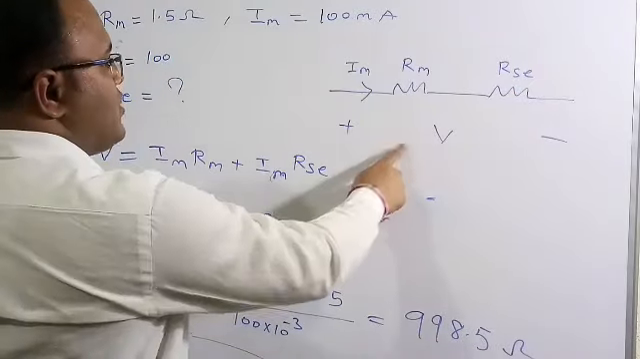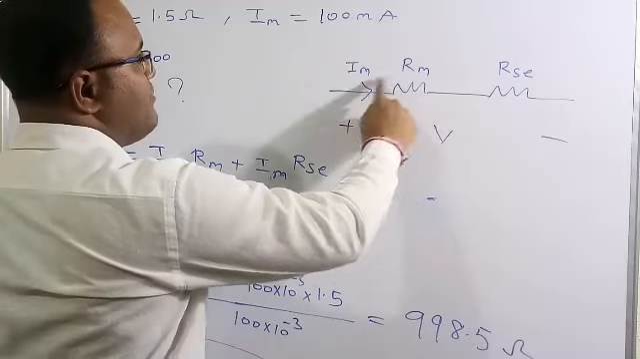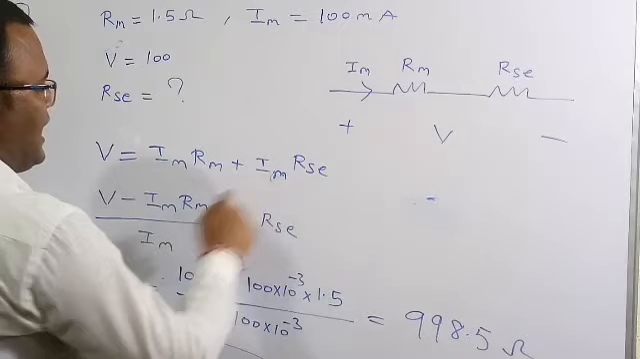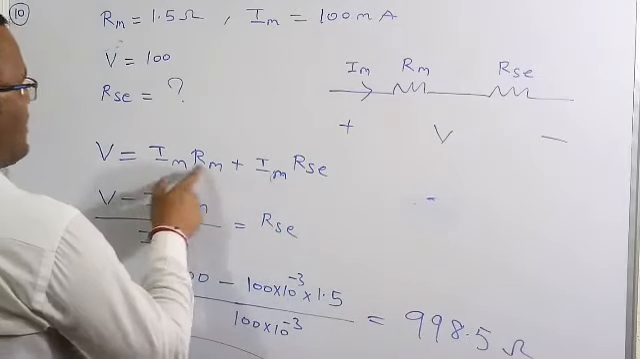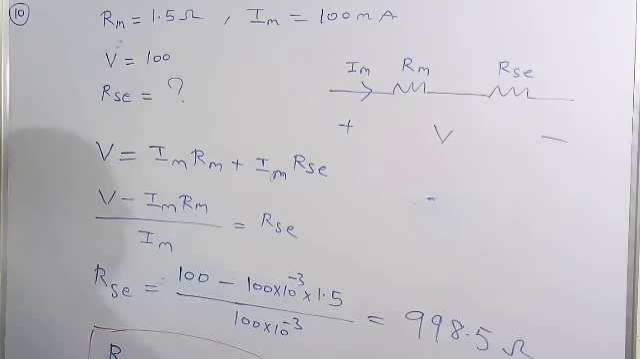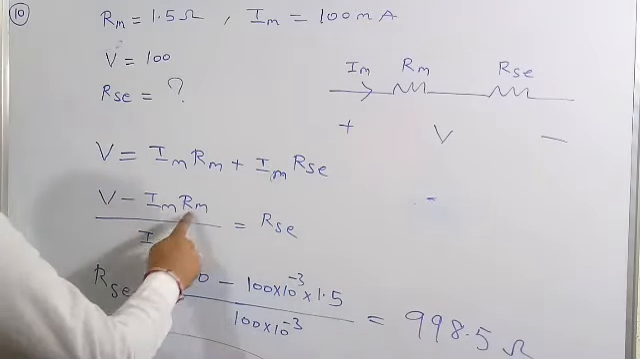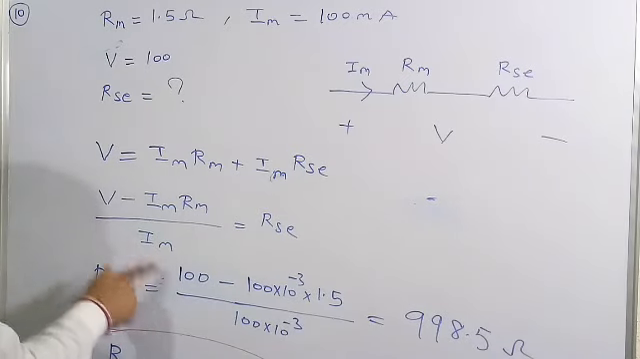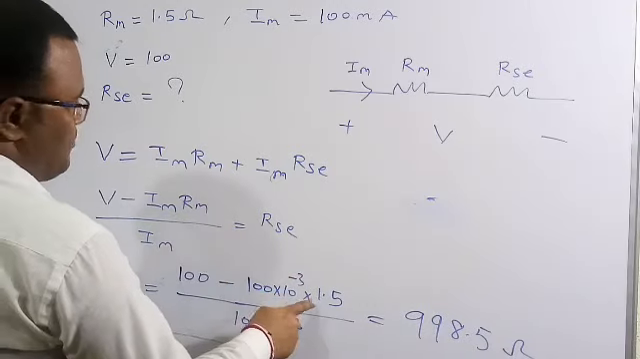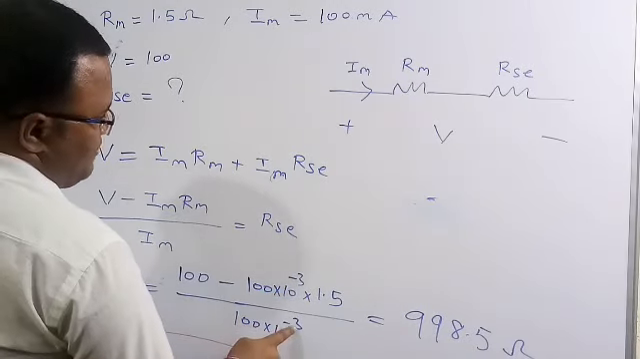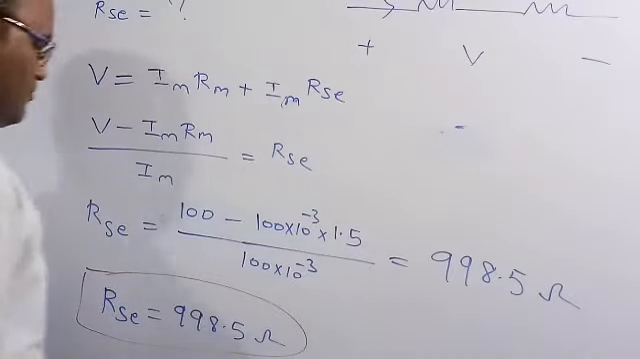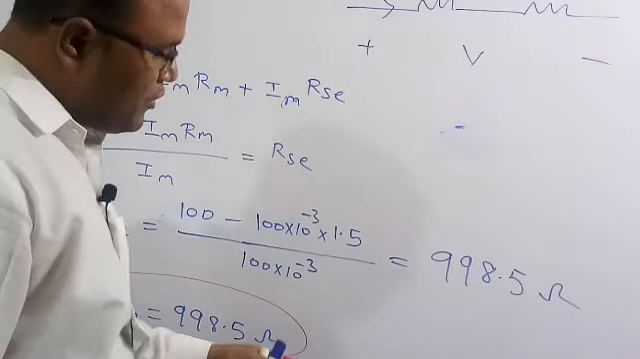By basic Ohm's law, total voltage is equal to IM into RM plus IM into RSE. So V is equal to IM into RM plus IM into RSE. But we need RSE, right? So I am going to take this term to the left side and divide by IM on the other side. So RSE is equal to V minus IM RM by IM. We know V is equal to 100 volt, IM is equal to 100 into 10 to the power of minus 3, RM is equal to 1.5. After solving this, we will get 998.5 ohm. So RSE is equal to 998.5 ohm.